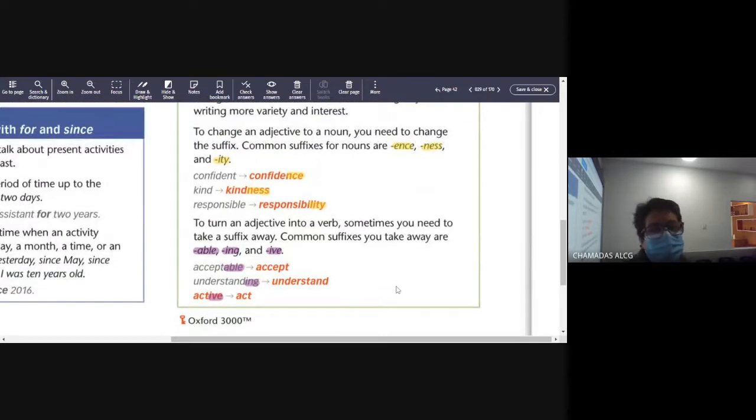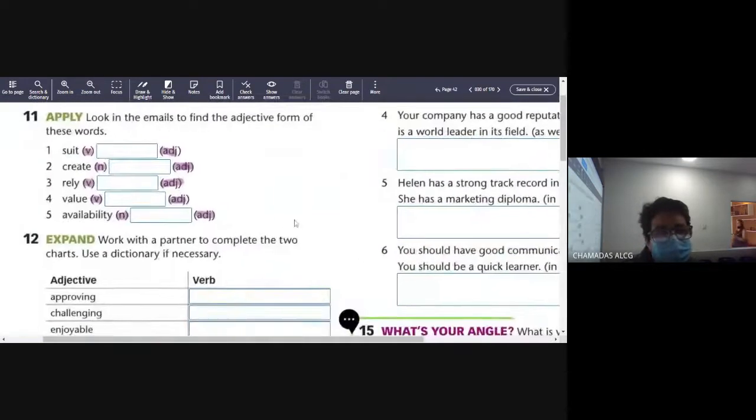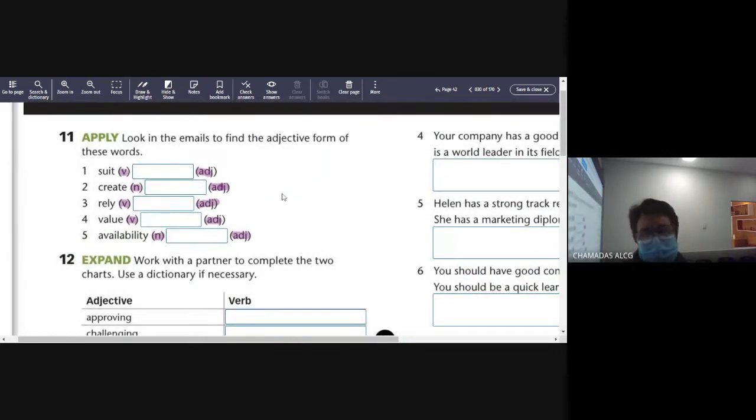Remember, when you have an adjective and want to make a noun, you add a suffix. When you have an adjective and you want to make a verb, you remove the suffix. Add, remove. Okay, people, let's take a look at the exercises on the next page. I guess we kind of started last week. Look in the emails to find the adjective form of these words. Here they have a word, sometimes a verb, sometimes a noun. Here we have three verbs and two nouns, and we have to go the other way around. All right, let's see who's there.